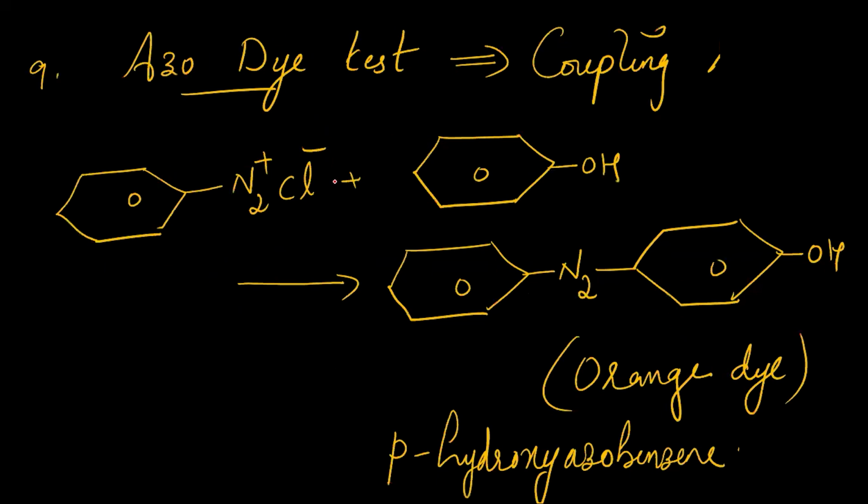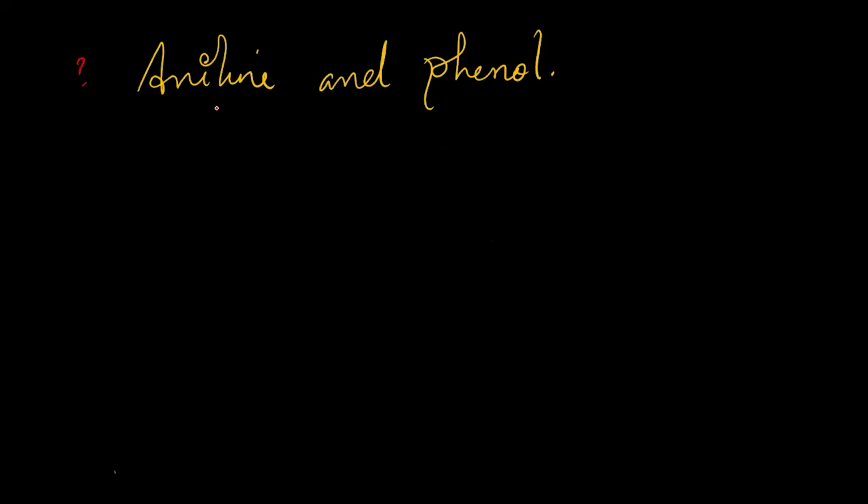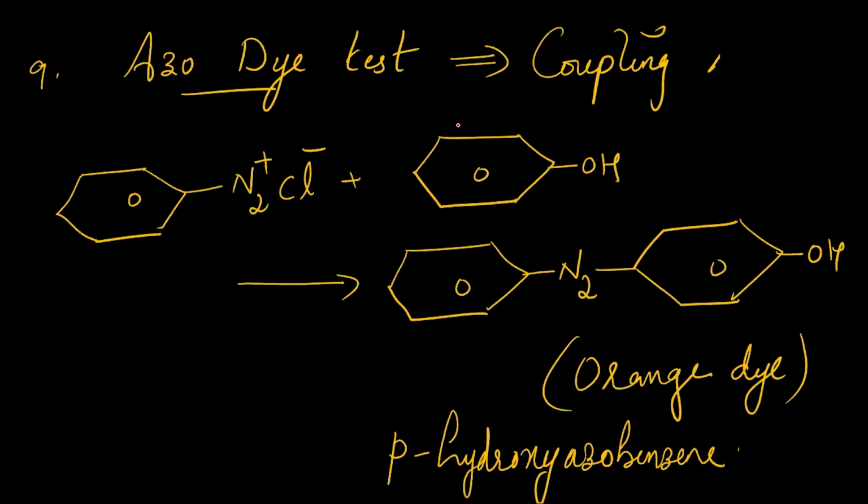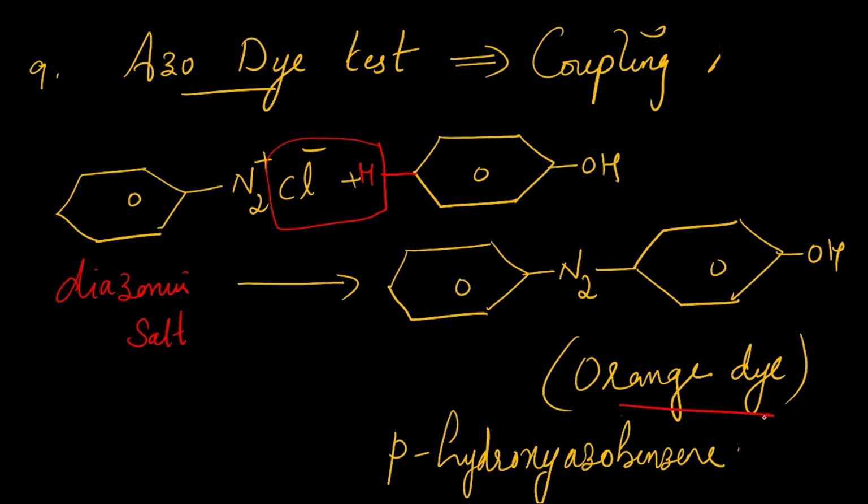Next is the azo dye test. It is used to distinguish phenol and aniline. Phenol and aniline can be distinguished using the azo dye test; we can use the carbylamine test also. This is an important test. You take benzene diazonium salt and react it with phenol. The hydrogen goes and you get para hydroxy azobenzene, which is an orange dye. So in the case of phenol, you get an orange dye.